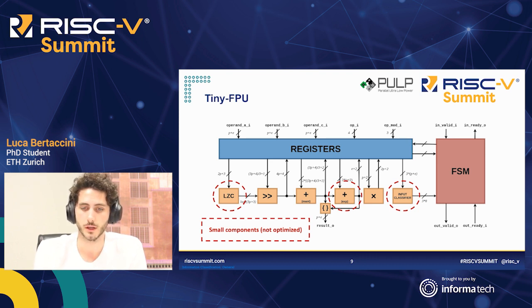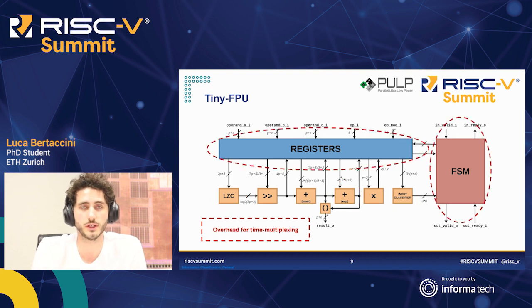Then there were some other small components that have not been further optimized because they were already really tiny. And then we introduced some internal registers and an FSM. This is the overhead we pay for time multiplexing. So we have some registers to store the partial results. And we have the FSM, where the control logic is selecting every cycle from the registers the input that will then be given to the arithmetic components.